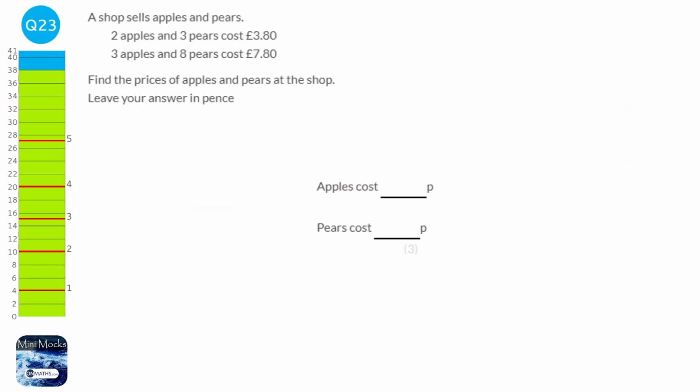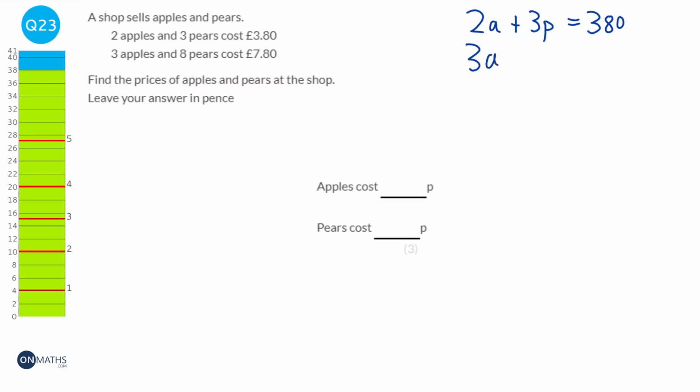So this question is a simultaneous equations question. And so we're going to have to write down some equations. So it says 2 apples and 3 pears cost £3.80. So 2 apples, I'm going to call it A for the price of an apple, plus 3 pears, so 3p, cost £3.80. Now I'm going to do this as 380 just because it's easier to work with integers rather than decimals. And it says 3 apples, so 3a, plus 8 pears, costs £7.80.